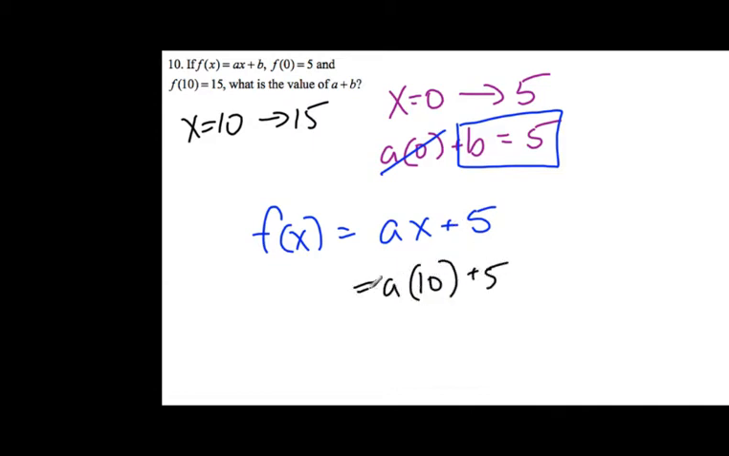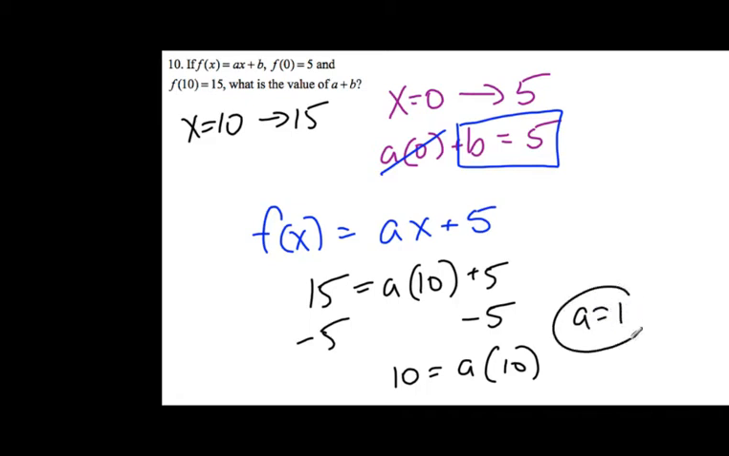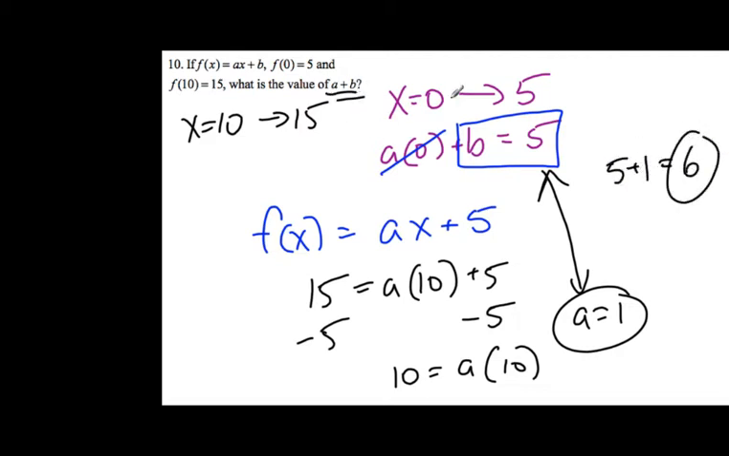And then we're going to know that f of x equals 15. So solving it for a, we get minus 5, minus 5: 10 equals a times 10. So then divided both sides by 10, we get a equals 1. So b equals 5 and a equals 1. So 5 plus 1 equals 6. They wanted a plus b.